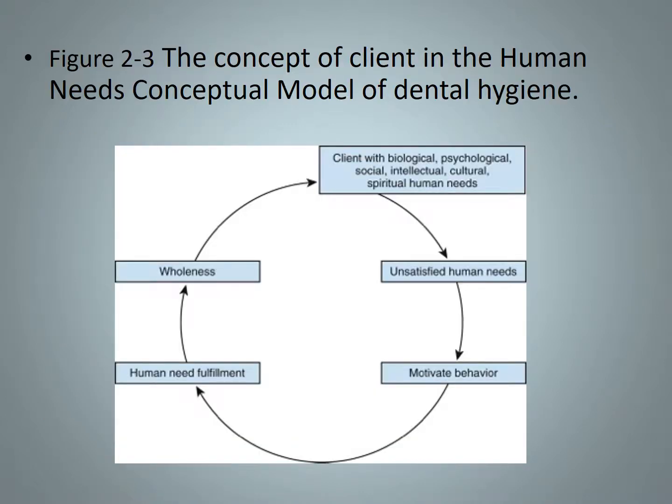This is a basic circle showing that there's your client, and then they have unsatisfied human needs. We sometimes refer to those as met or unmet. So we need to address the unmet needs, motivational behavior, get that human need fulfillment where it's wholeness. And that is a circle, pretty much like the process of care, where we're taking it from the beginning to the circle, and then we have to continue on to maintain that. Or new things can develop, which would change what you would do.